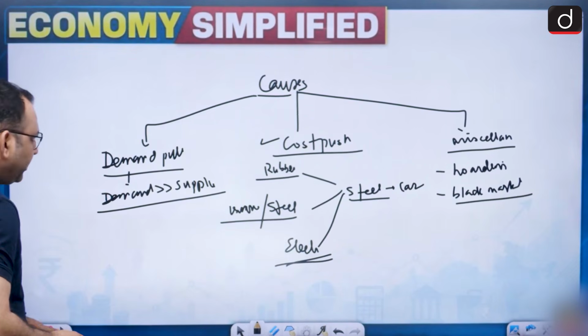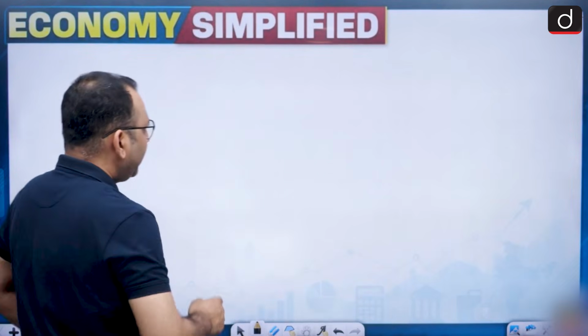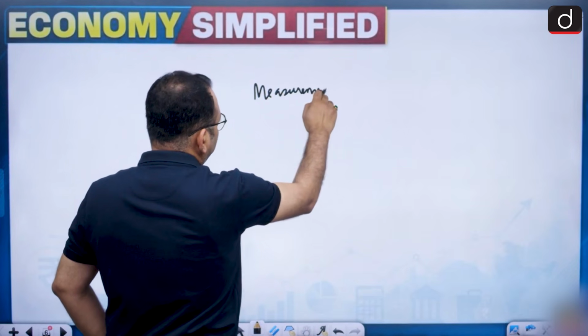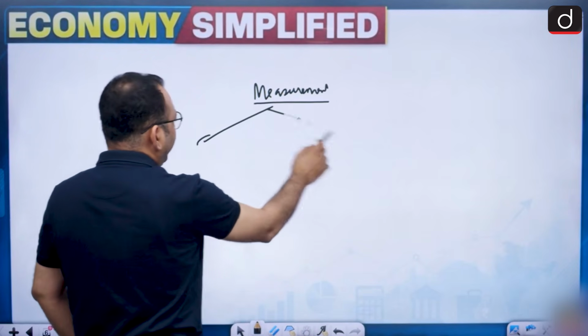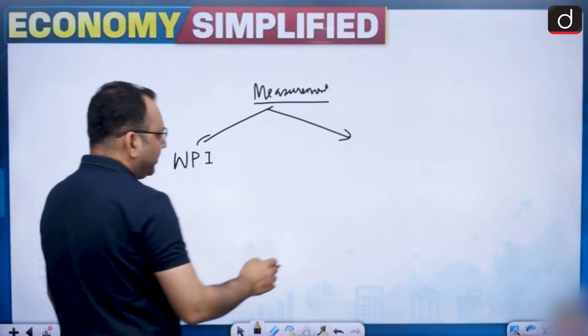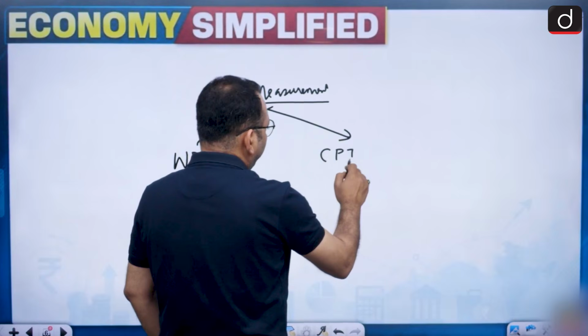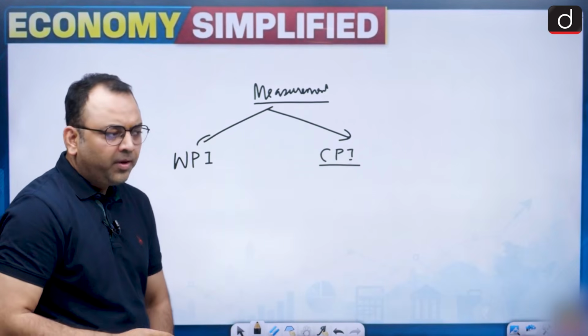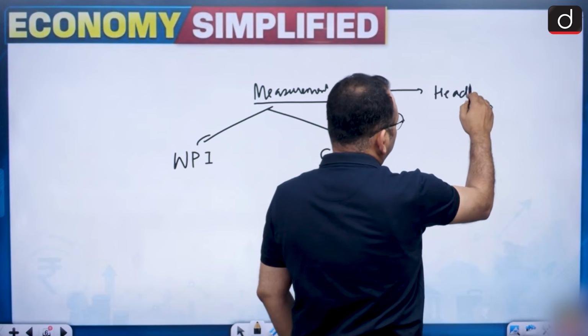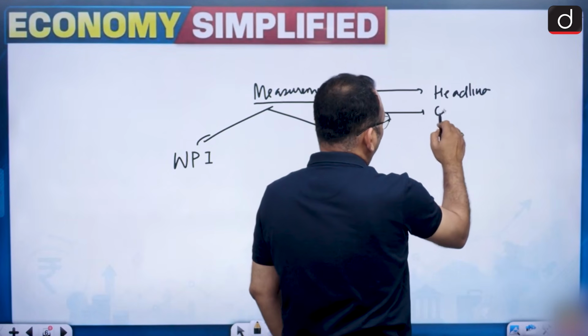Now, inflation is measured in our economy in two major ways. The measurement of inflation in India is largely in two ways. One is the wholesale price index and the other is the consumer price index. We also talk about the headline inflation and the core inflation.